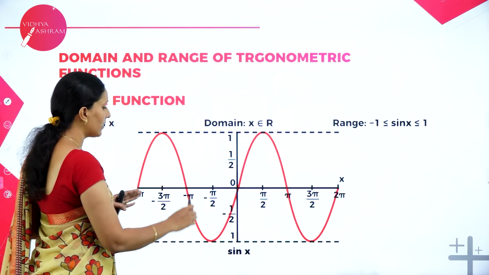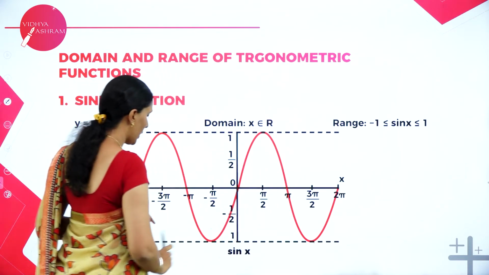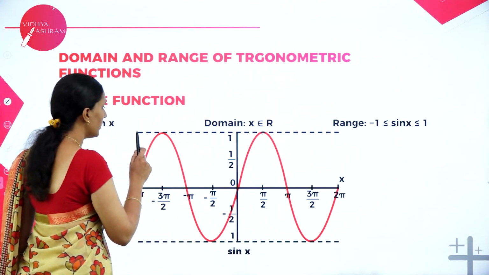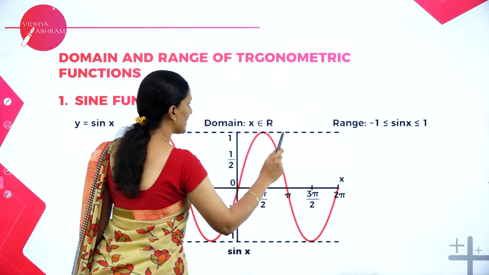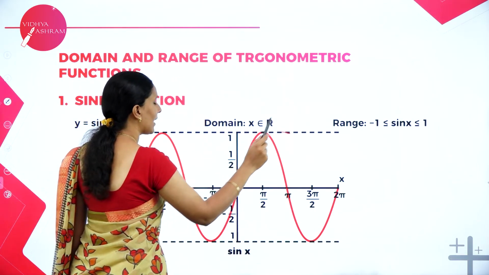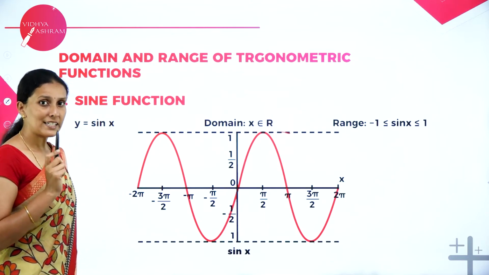So, by observing this, I will draw a line. You can see here, this line parallel to the x-axis is intersecting the graph at many points. What does it indicate?